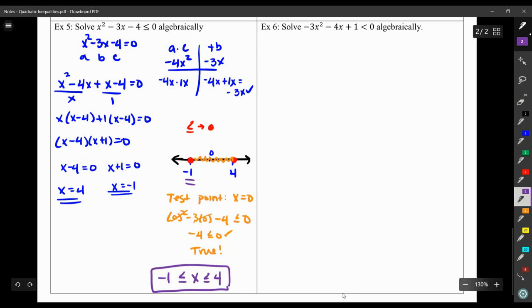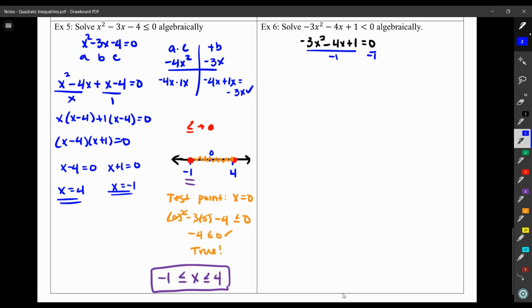So for example 6, we're going to have to use the quadratic formula, and I'll show you why here momentarily. Again, we're going to solve this algebraically, which means we're going to ignore the fact that it has a less than. We're going to use an equal sign. Now, with quadratic formula or factoring, we want to make sure our a value is positive, not a 1.